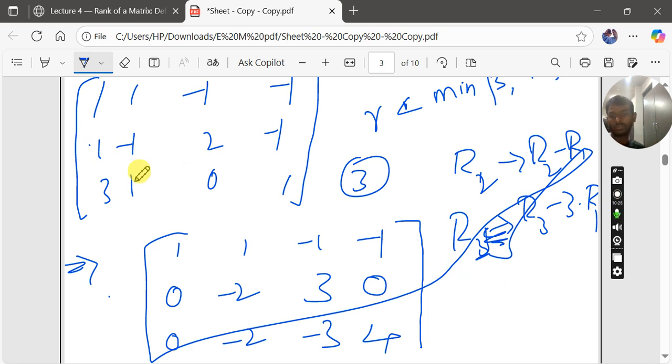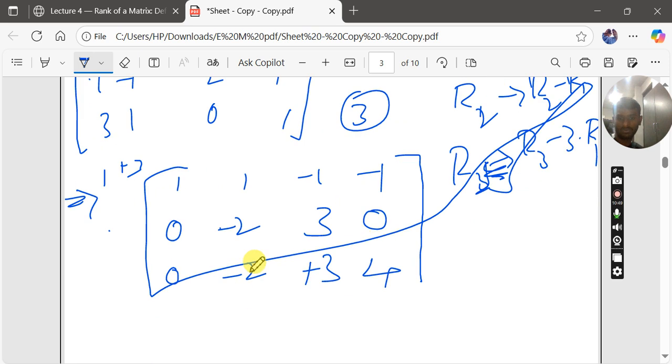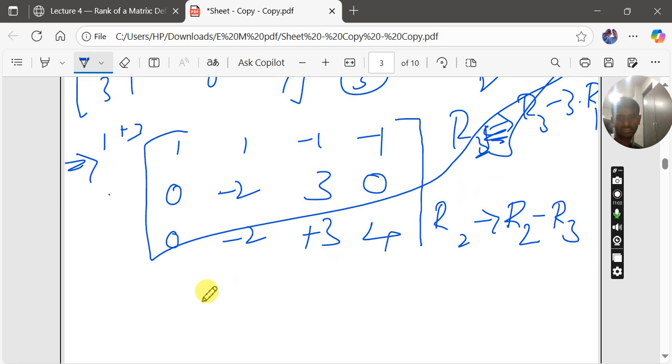Okay, so when you do R2 minus R1, 0, and here minus 2, and here 3, and here 0, and again here when you do with 3, 0 and minus 2 and minus 3, and already minus 3 is there, here we'll get plus 3 and here 1 and plus 3, 4. Okay, correct. So what is the next step? So you can subtract from R2 implies R2 minus R3. Okay, then I think there is no use of doing that.